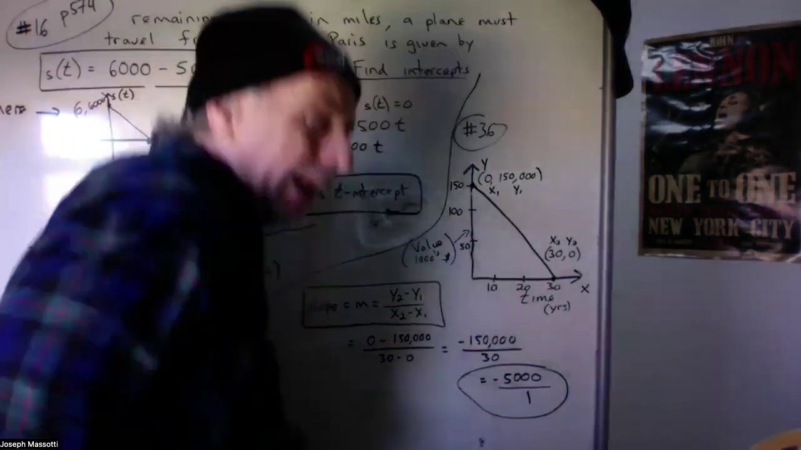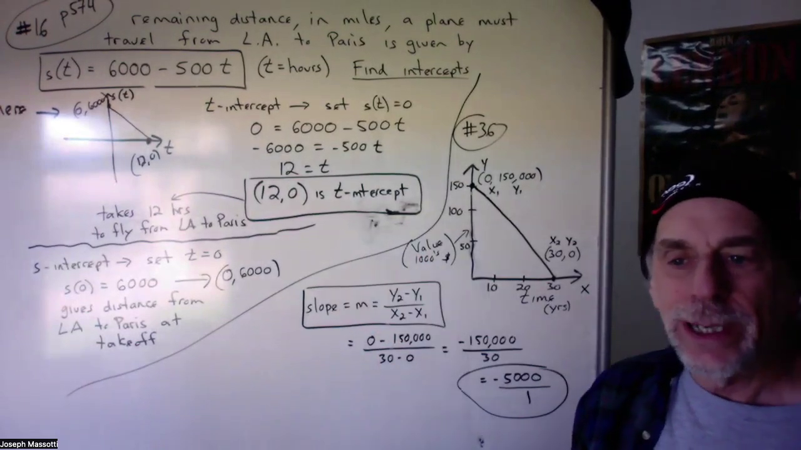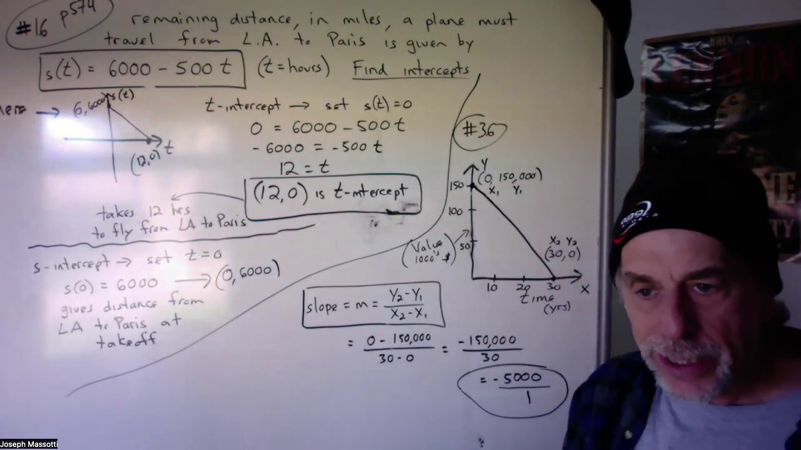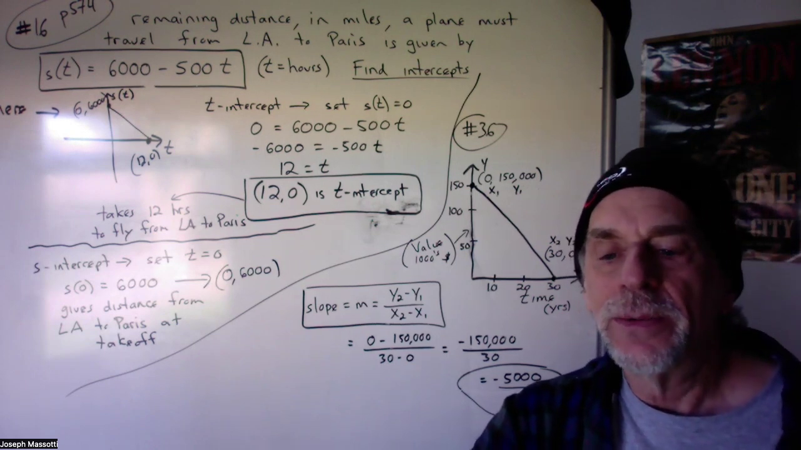All right, so x and y intercepts, slopes, interpreting what an x and a y intercept is, interpreting what a slope means. These are all the things you want to take from section 10.2.